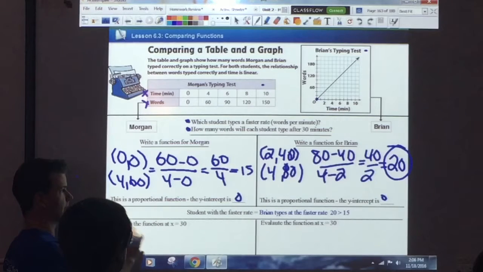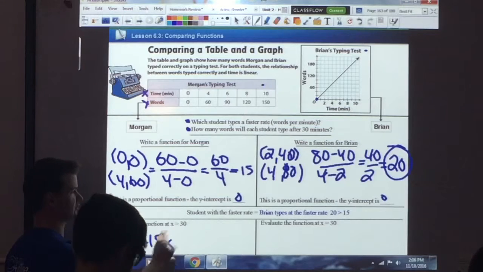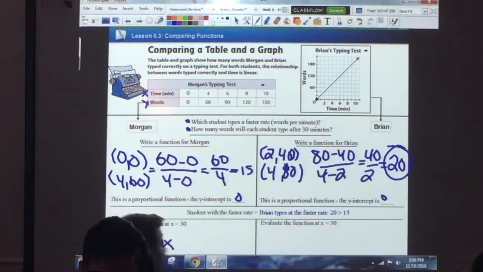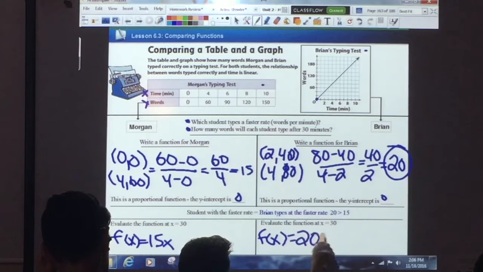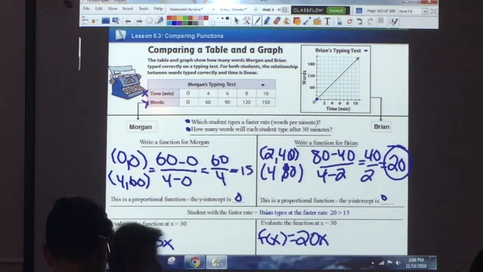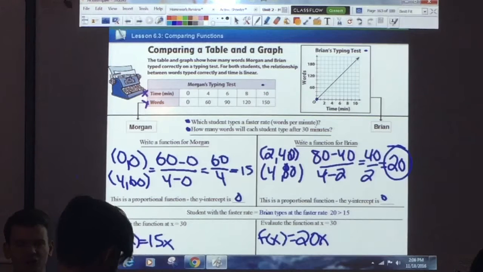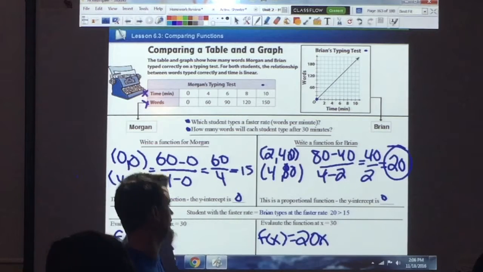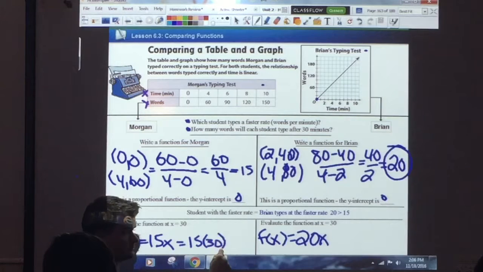So, now that we know both of these rates, I can write functions for both of these. The function for Morgan is f of x equals 15x. There's no y-intercept because it's 0. For Brian, it's f of x equals 20x. So now that we have both of those, we have to do the second half of this problem. We have to evaluate both of these functions at 30 minutes. Since it's 30, we put 30 into x, and we do 15 times 30.